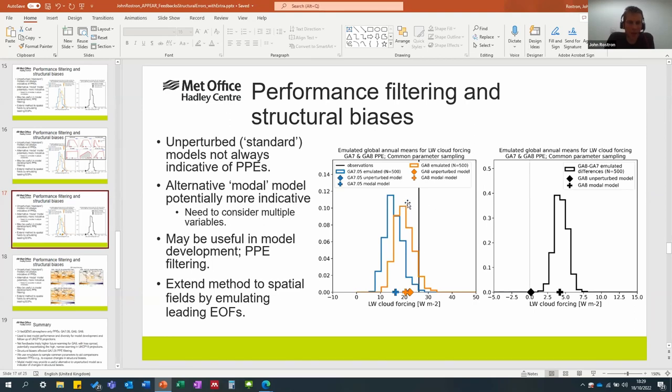That sounds really useful. I just had one quick question. The standard model you're talking about, I really didn't understand. Is this an emulator, or is it the model itself? That is the model itself that I'm putting on there. So these are emulated distributions, and that is the actual model. Okay. Thank you. Good questions.